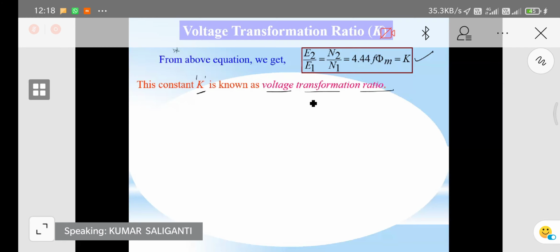If E2 is greater than E1, that is N2 greater than N1, then K is greater than 1, and that type of transformer is said to be a step-up transformer. Similarly, if E2 is less than E1, that is N2 less than N1, then K is less than 1, and that type of transformer is said to be a step-down transformer. Suppose E2 equal to E1, N2 equal to N1, then K equal to 1, and that type of transformer is said to be an isolation transformer.